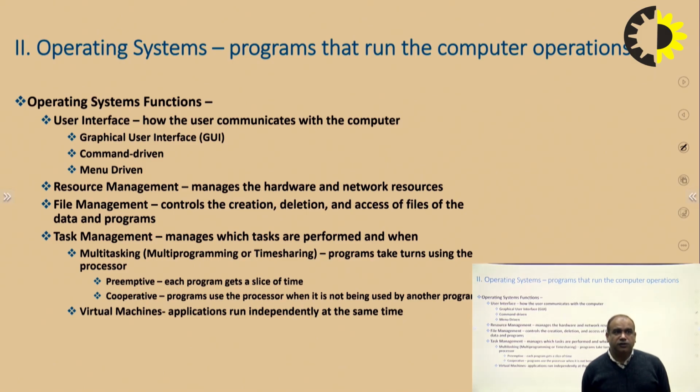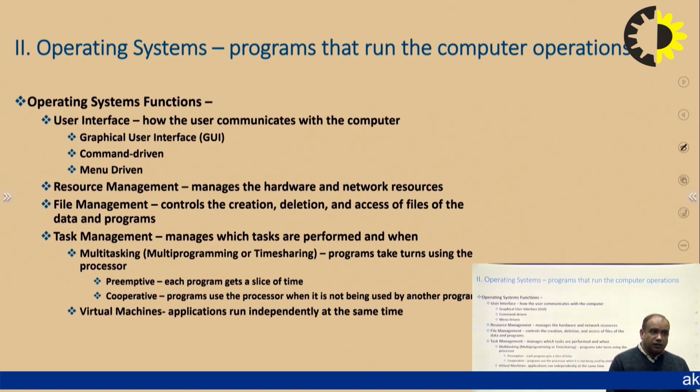If I talk about the operating system, the major example of system software, the operating system is an interface between the end user and the hardware, or we can say between application and computer hardware. So, operating system functions include the user interface, how the user communicates with the computer. That can be of three types: either a graphical user interface (GUI), or a command interface, or menu driven.